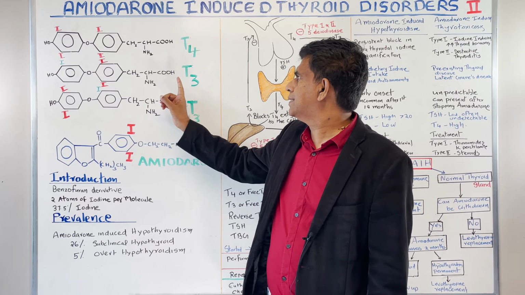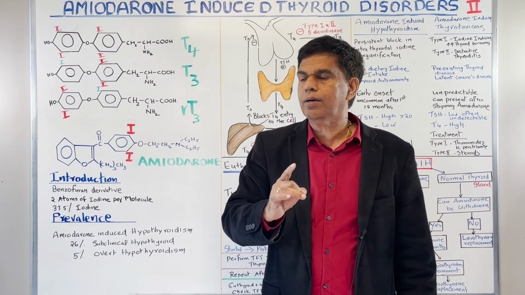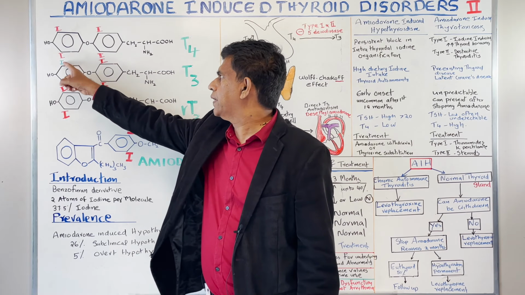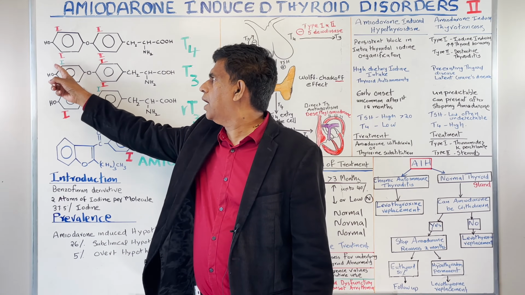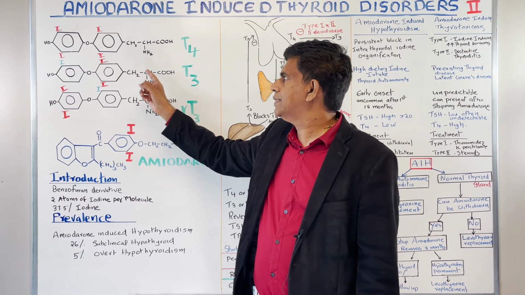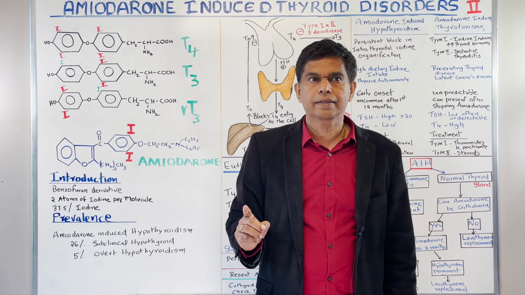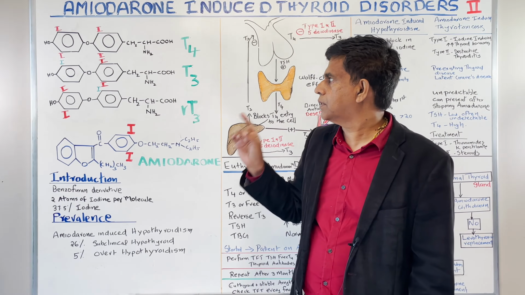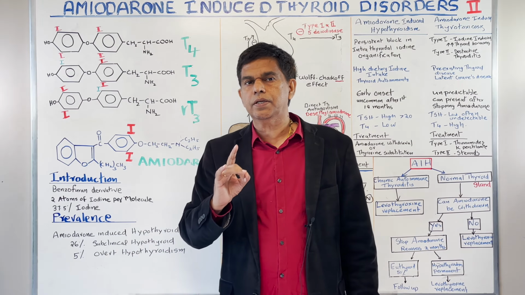Now let's look at T3. Again, tyrosine residues. Let's count the iodine. How many? 1, 2, 3. And where is this iodine attached? This is in the outer ring. So you have 3 iodine atoms attached, and this is called triiodothyronine, okay? T3.